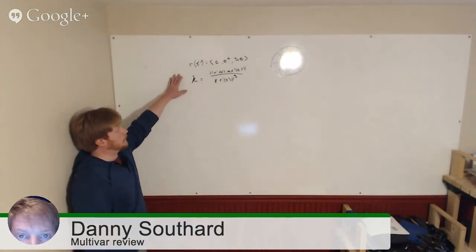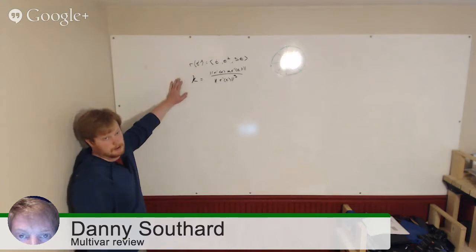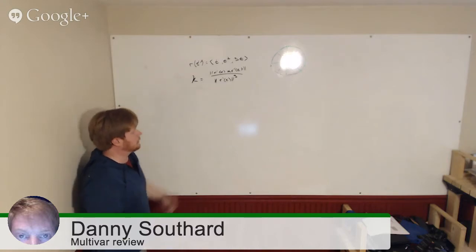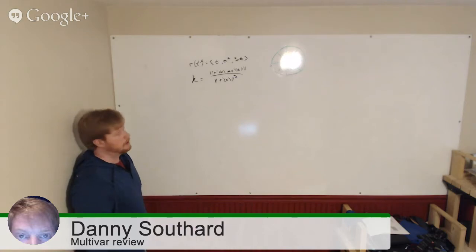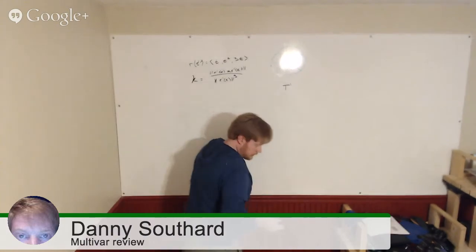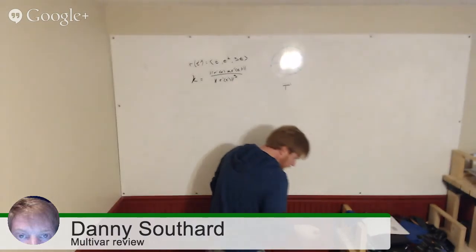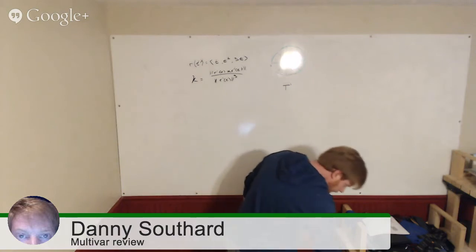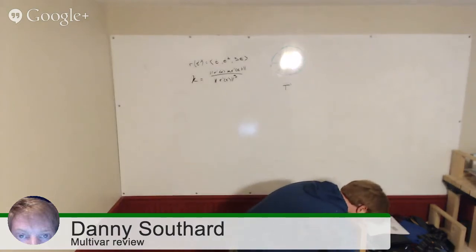Since the curve I got is parametrically defined, this would be a much easier formula to use than to try to find, what is it, big T, the unit tangent vector.